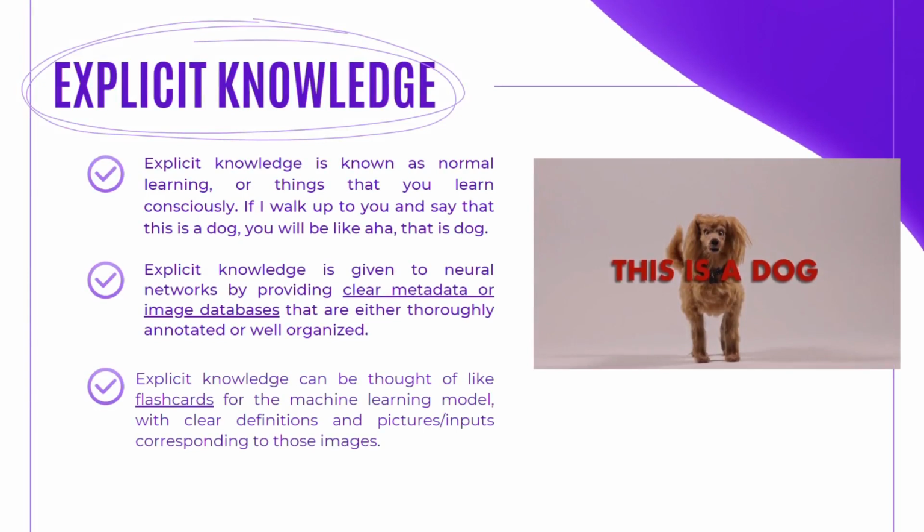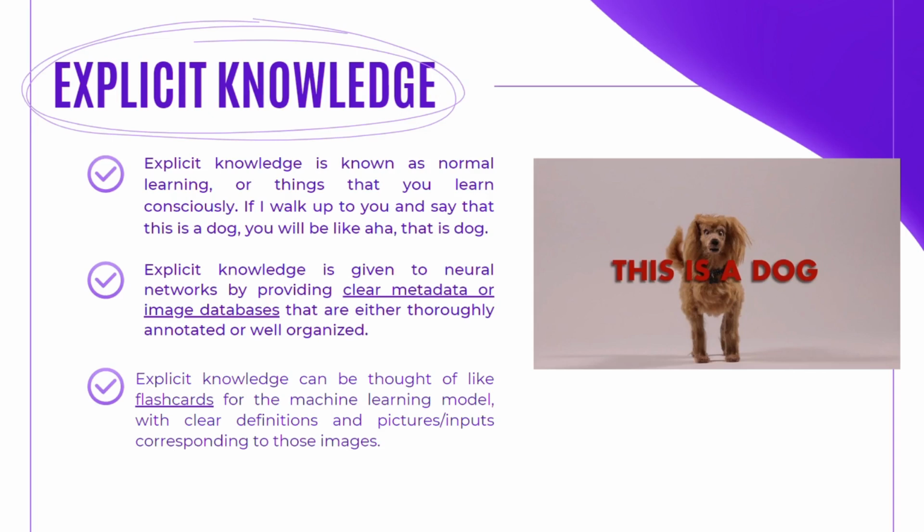Now, let's delve into the specifics of explicit and implicit knowledge so that we can understand what they mean. Explicit knowledge is known as normal learning, or things that you learn consciously. For example, if I walk up to you and say that this is a dog, you'll say, that is a dog. So if I give you an object and a label, then you tend to make an association between the label and the object. So in the future, when I show you a picture of a dog, you automatically say that is a dog.